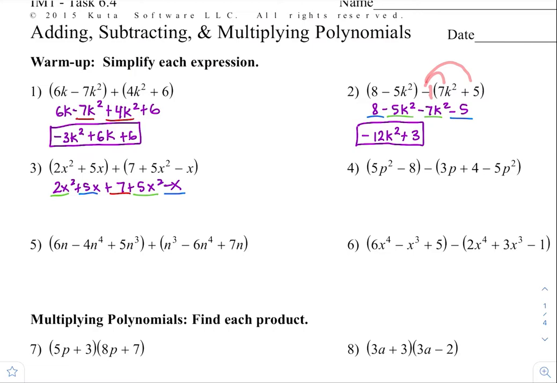Okay, so highest degrees first, so look at the green. 2 plus 5 is 7x to the second. Look at the blues, that's the next highest degree. 5x minus x is positive 4x. And the lone 7, because the 7 can't combine with anything.